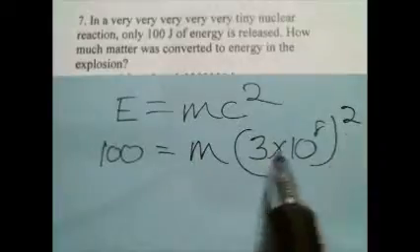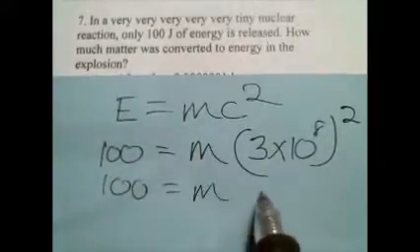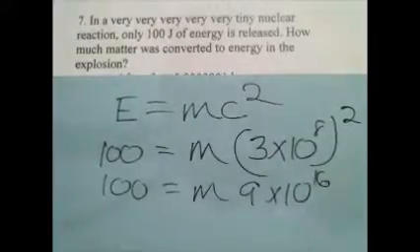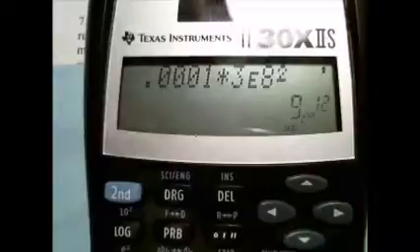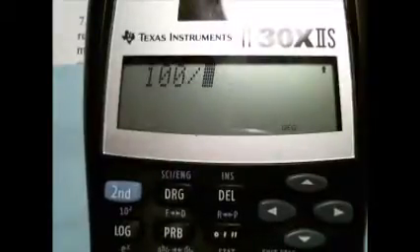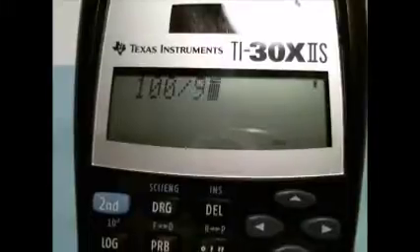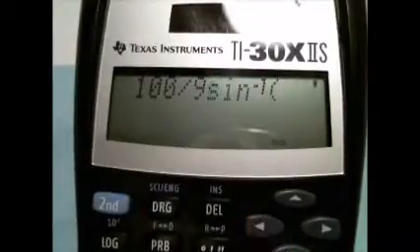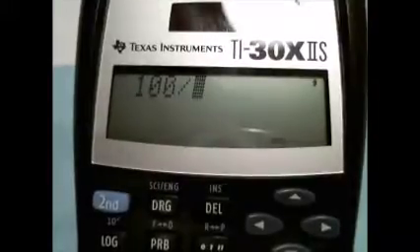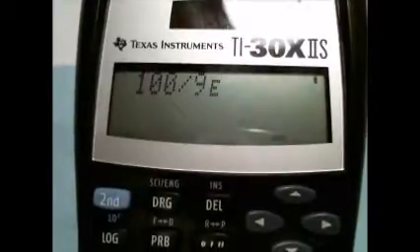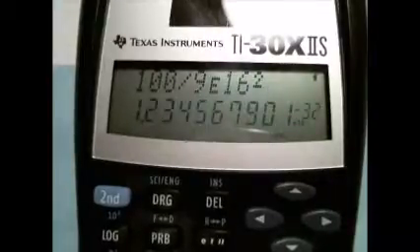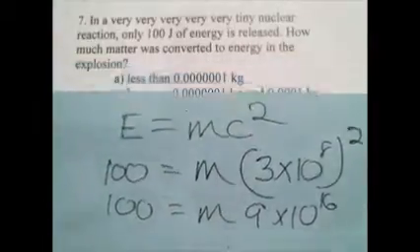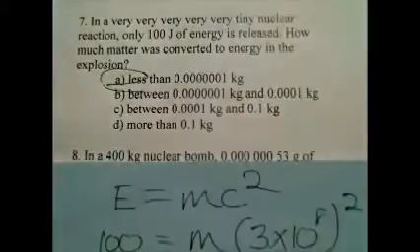So I'm going to square this first of all. That's going to be 9 times 10 to the 16th. And then I'm going to divide both sides by that scientific notation. So 100 divided by 9 EE 16, but I have to have that squared. And so I get a number that is much less than 0.000001.